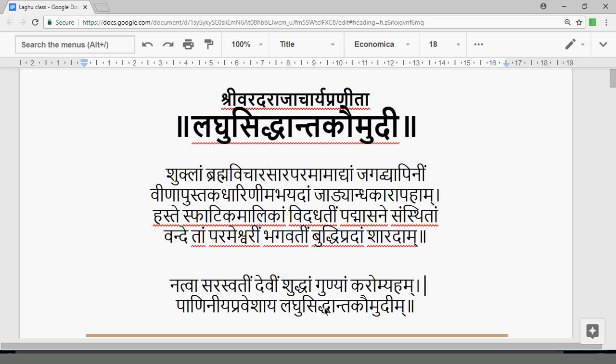Granthakara is Sri Varadacharya. So he says what? Natva Saraswati Jain Shuddham Gunyam Karomyaham Paniniya Pravesha Lagu Siddhanta Kaumudim. So Lagu Siddhanta Kaumudim Aham Karomi. This is the main sentence there. Aham Varadacharyaha Lagu Siddhanta Kaumudim Karomi. I create this Lagu Siddhanta Kaumudi.